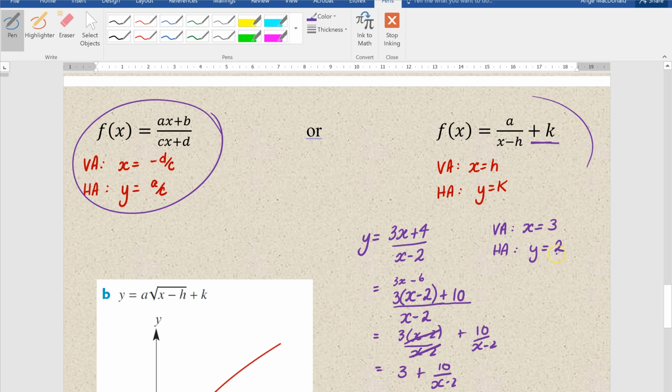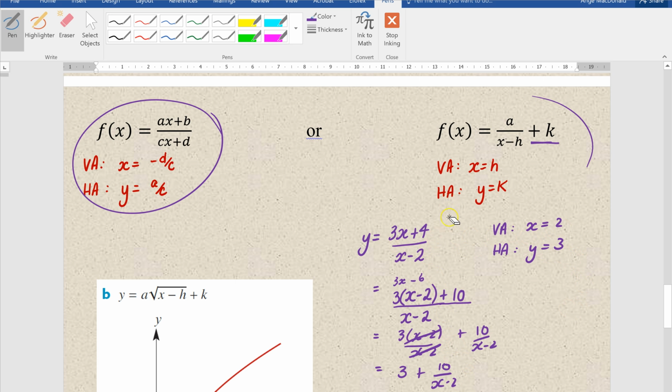Oh, and I stuffed that up. Silly me. I switched those around the wrong way. Sorry about that. That was x equals 2, y equals 3. That's what happens when you video. So there's my horizontal asymptote of y equals 3 and vertical x equals 2. Sorry if that was confusing you. I'm not going to redo that video.